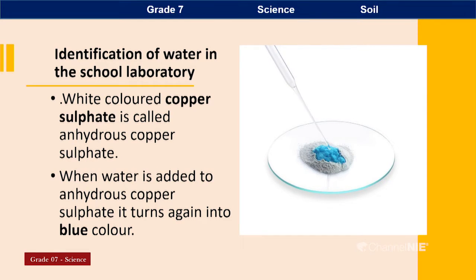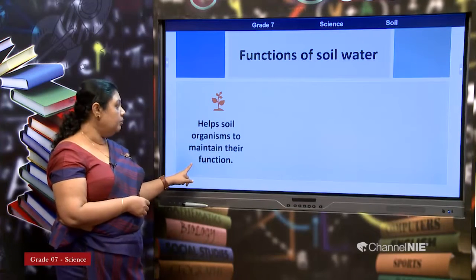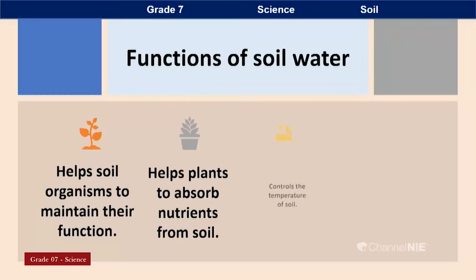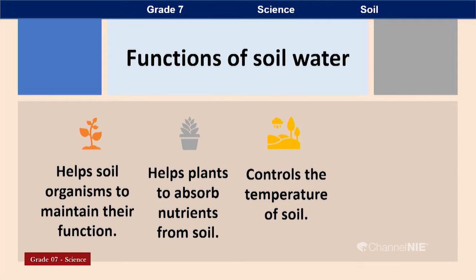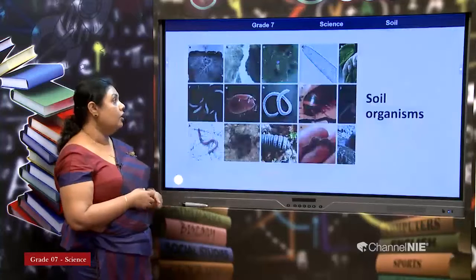That means when you boil soil, you can see that water droplets are there. With copper sulfate, you can surely say that it is water droplets. Soil water also has functions. They help organisms to live, plants absorb nutrients with it, it controls the temperature of the soil, and it is needed for photosynthesis. Plants produce food with the help of water.